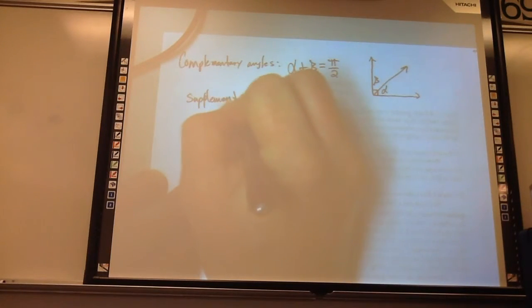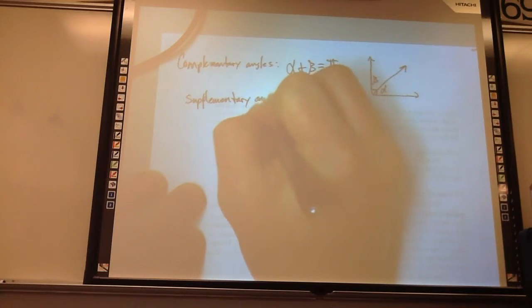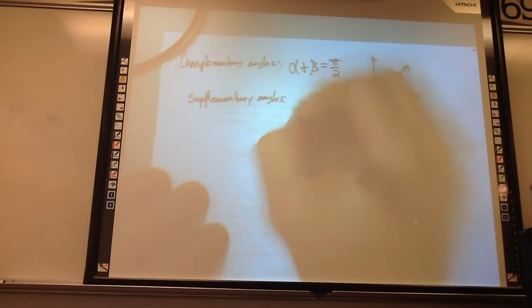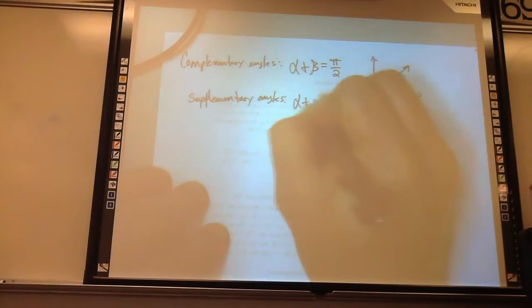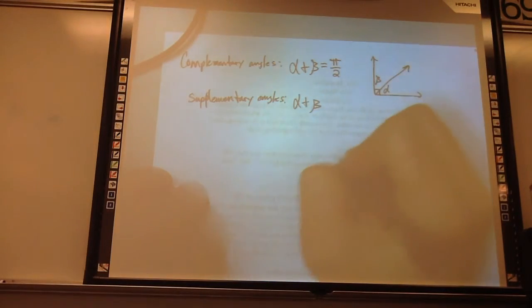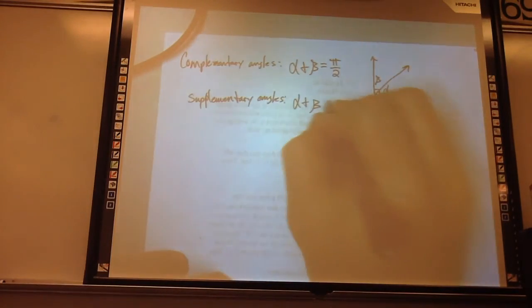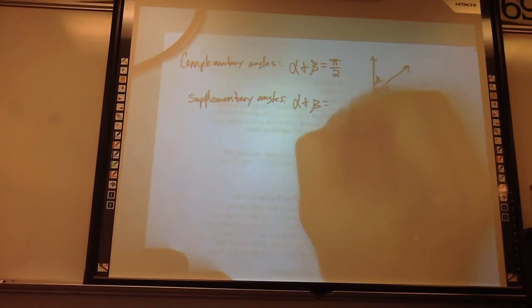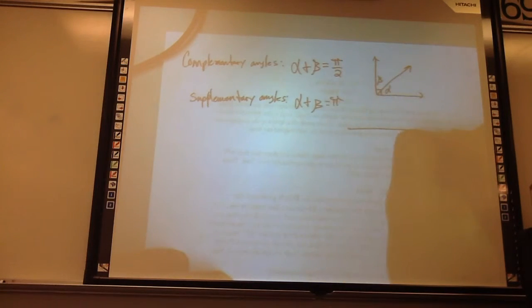Supplementary. What do supplementary angles add up to? 180. Nope. Oh, and pi over 2. Pi. So alpha plus beta equals pi.